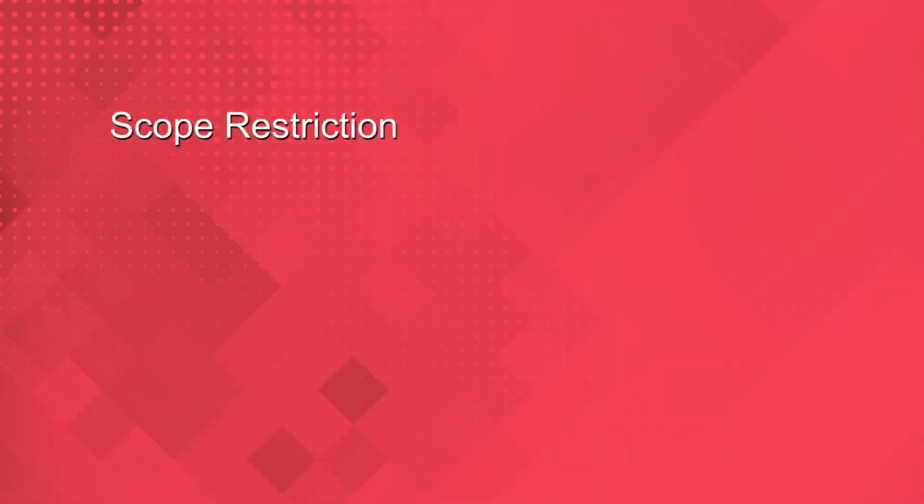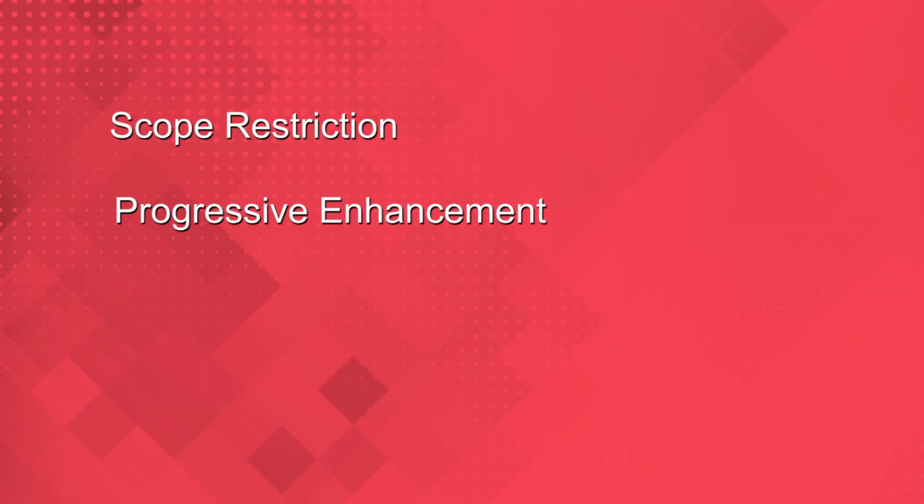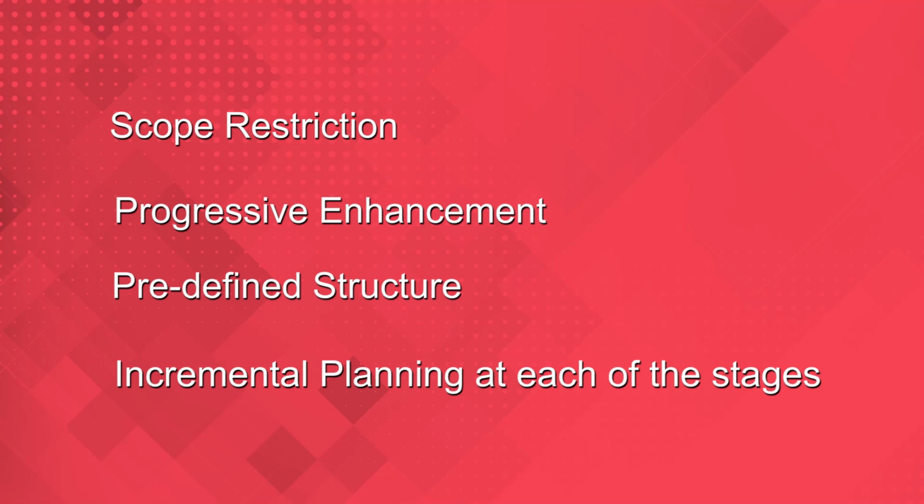In a nutshell, the success of the SDLC process for building a successful software system rests on the following factors. One is its scope restriction, second is progressive enhancement, third is predefined structure, fourth is incremental planning at each of the stages. So, if these steps can be followed in entirety, most of the risks that evolve in the software development life cycle can be mitigated.